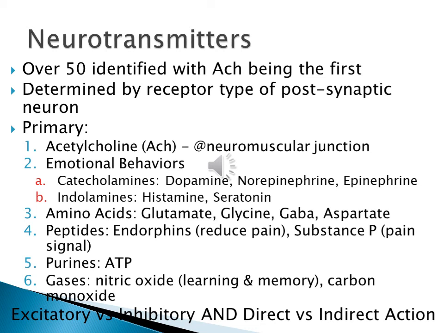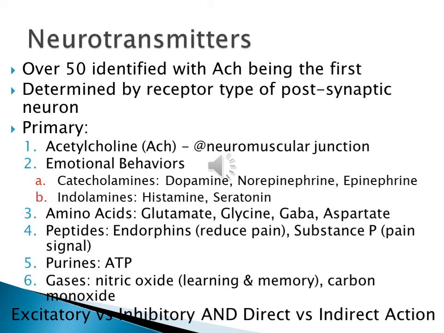All right, so our chemical connections between neurons are called our neurotransmitters. It's important to note that not all neurotransmitters excite the postsynaptic cell. We do have over 50 identified neurotransmitters. ACH was the first, makes sense. And we want to make sure that we know that it's determined by the receptor type of the postsynaptic neuron. Okay? So the frequency of stimulation may cause release of various neurotransmitters. Not all are released every time. You can see a list here of some of our primary neurotransmitters.